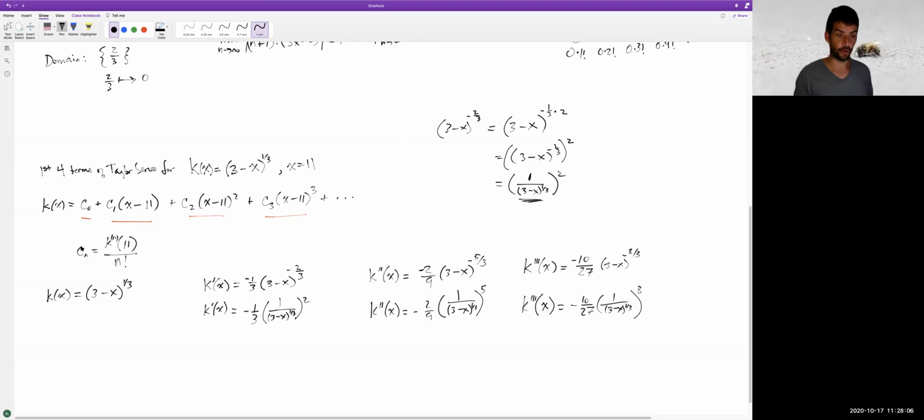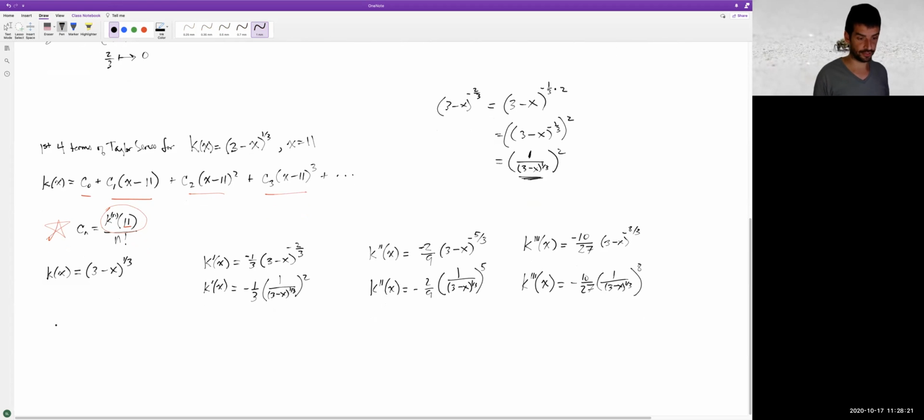Okay, so remember what our goal is. I am trying to compute these coefficients, right? So right now, I've got my nth derivatives. I just have to evaluate them at 11. So let's just go through and evaluate each of these at 11. K of 11 is 3 minus 11 to the 1/3, which is negative 8 to the 1/3. So the cube root of negative 8 is negative 2.